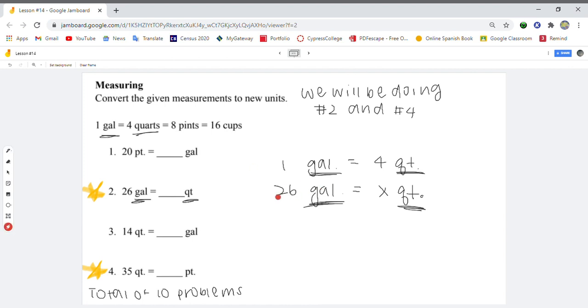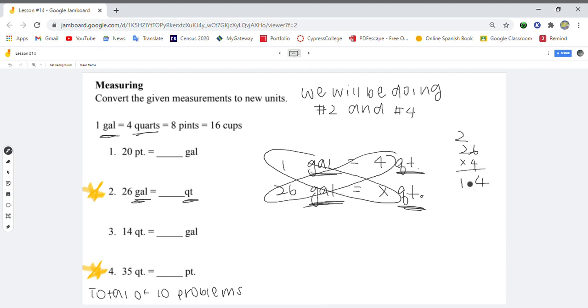And then now, since I have all of my proportions laid out, now I'm going to do the x method. So that's basically cross multiplying like this. 26 times 4 and 1 times x. So 26 times 4 is, I'm just going to do them on the side. 6 times 4 is 24, but this is 104. And x times 1 is just x. So we found our x value, which is 104. So that would be what goes on here. So we found our missing quart number. And so that's basically how you find it using cross multiplying proportions.